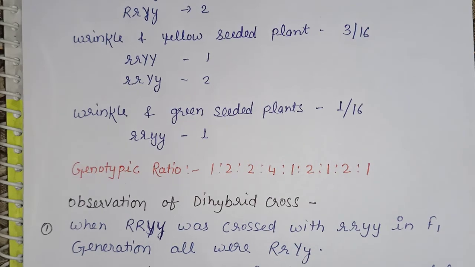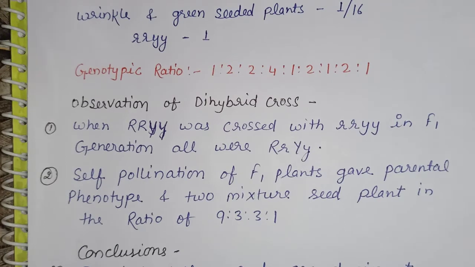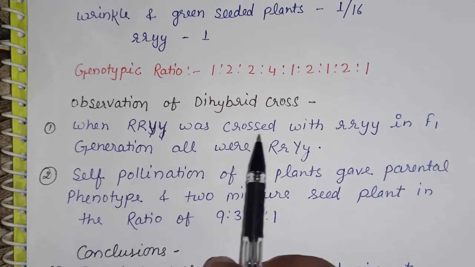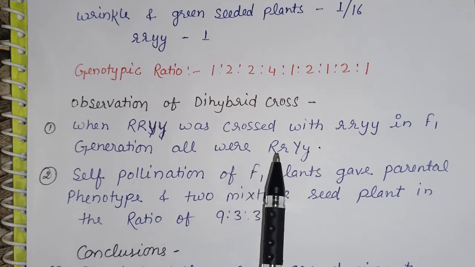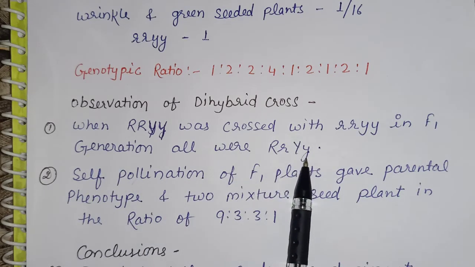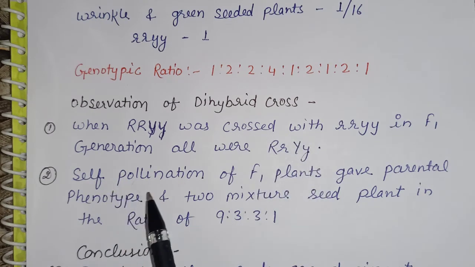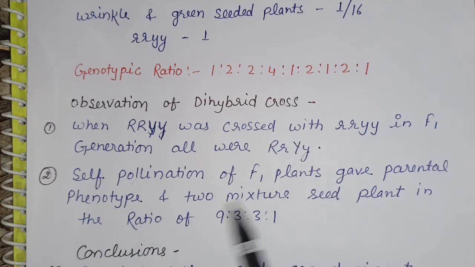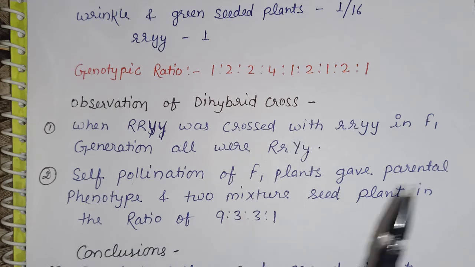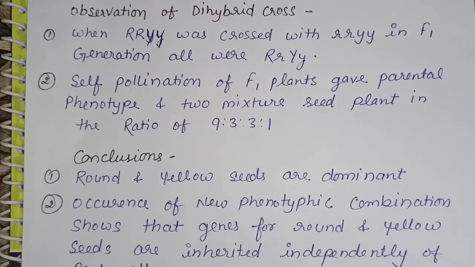Now we discuss the observation of dihybrid cross. When round yellow was crossed with wrinkled green, in the F1 generation all were capital R, small r, capital Y, small y, meaning the result is round yellow seeds. By the self-pollination of F1 generation, plants give parental phenotypes and two new mixed seed types in the ratio of 9:3:3:1. Now we discuss the conclusion of the dihybrid cross.